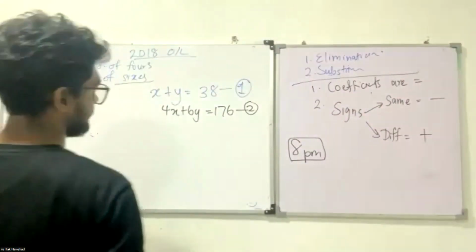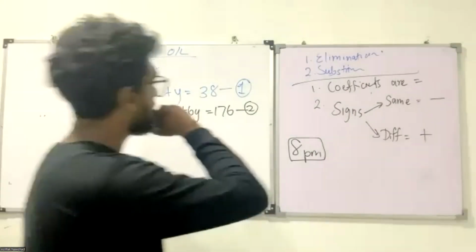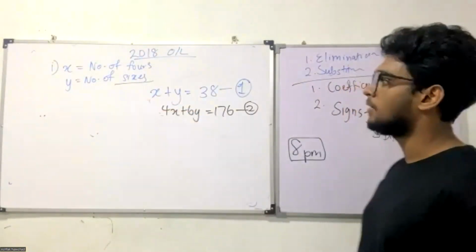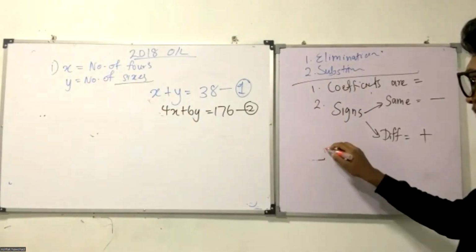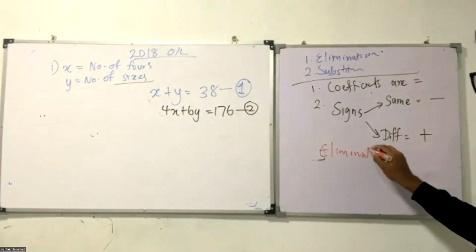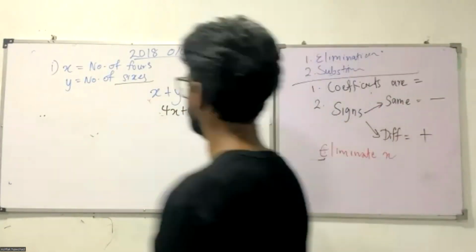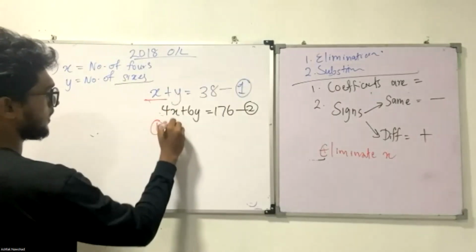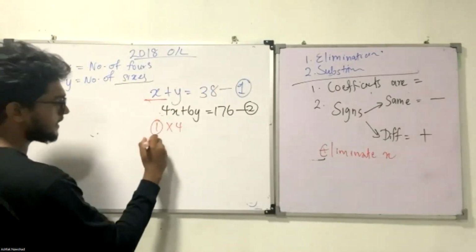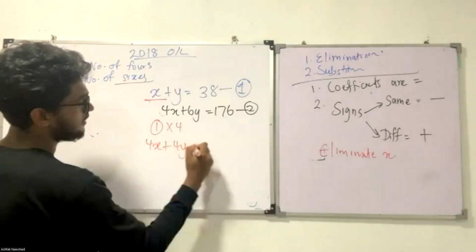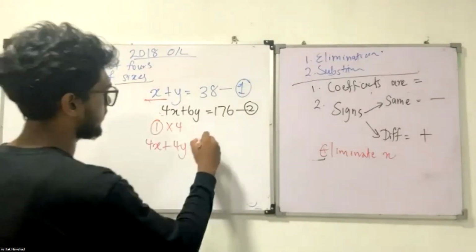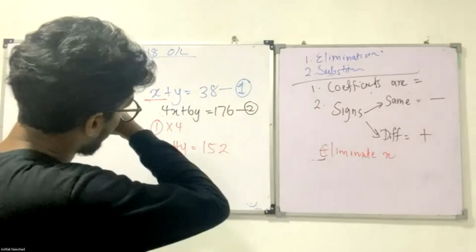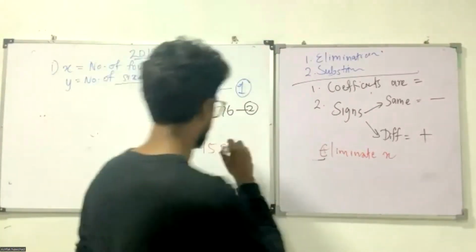Nice. So let's solve. If I choose to eliminate x, the coefficients are not the same, so I'll have to make the coefficients equal. I'm going to eliminate x. So I'm going to multiply the first equation by 4. What is 4 times x? It's 4x plus 4y. What's 4 times 38? 152, is it? 4 times 30 is 120. Yes, 152.